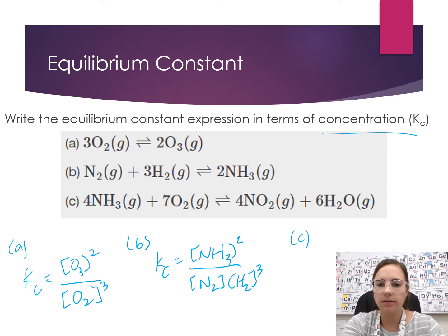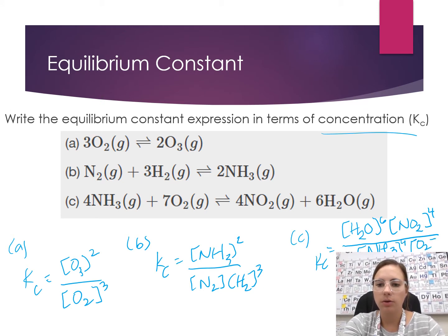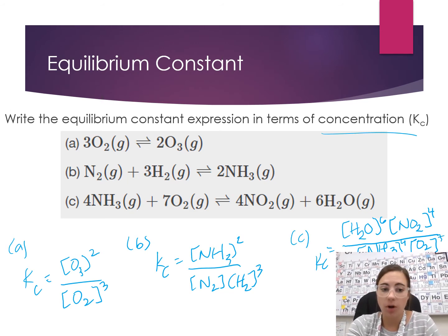And last but not least, Kc equals my product, H2O to the 6th, NO2 to the 4th, divided by NH3 to the 4th, O2 to the 7th. So for all of these, I just did products over reactants raised to their coefficient. All 3 of these reactions had nothing but gases, so there was nothing I had to leave out. I could include all products, all reactants.